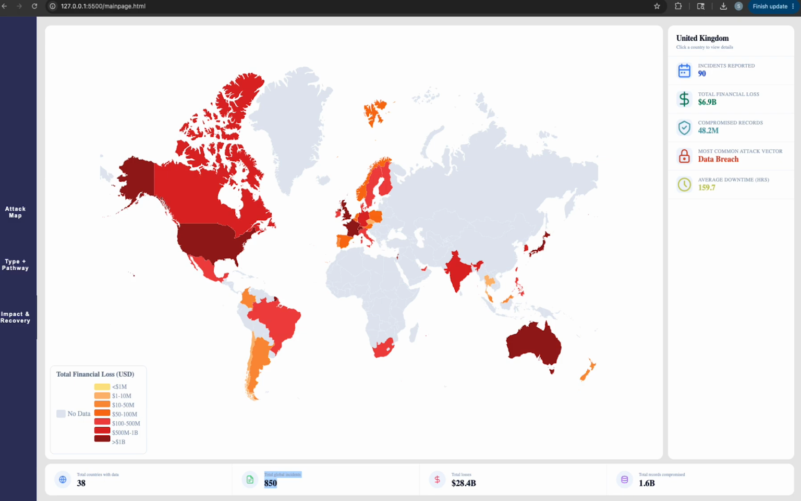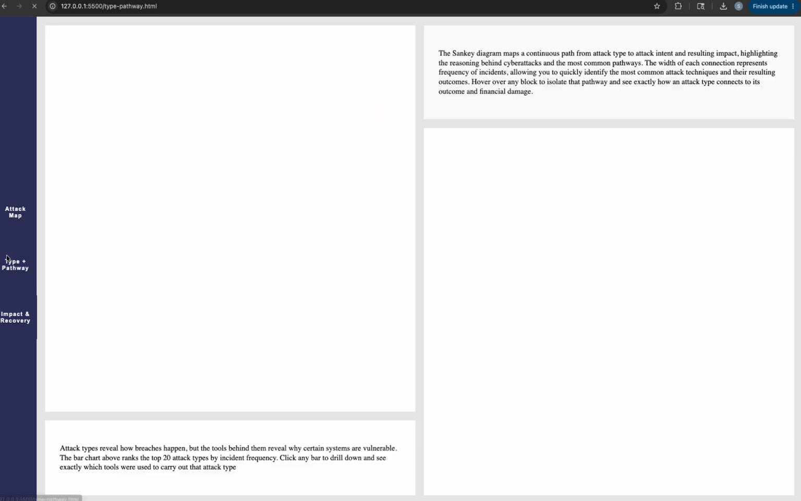So you can click on any country to get a preview, and then if you'll notice, countries like US and 26 other countries have ransomware as the most common attack vector, while countries like India have phishing as the most common attack vector. So this means that different economies are being targeted in fundamentally different ways. So now let's go to the type and pathways.